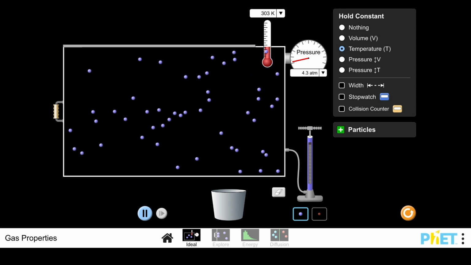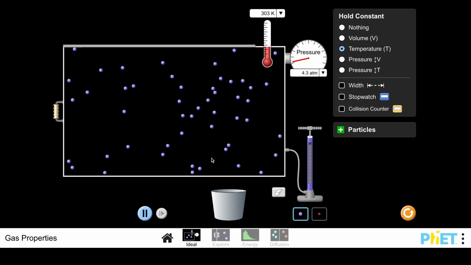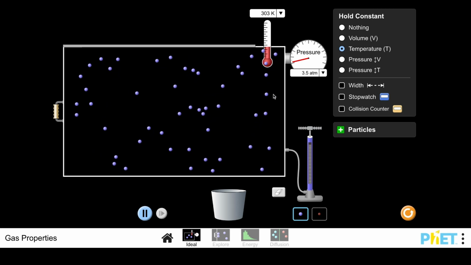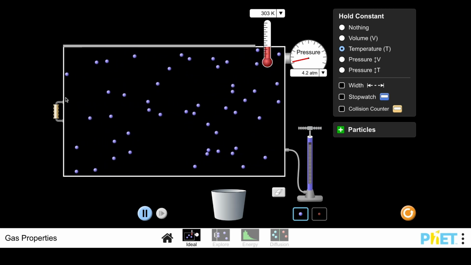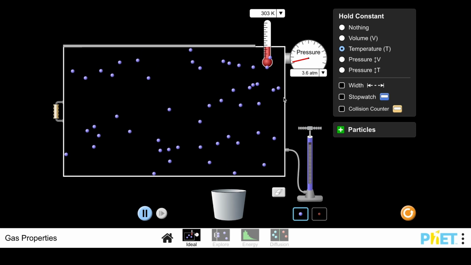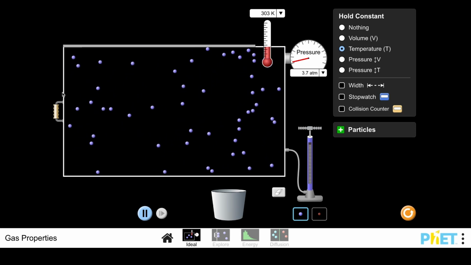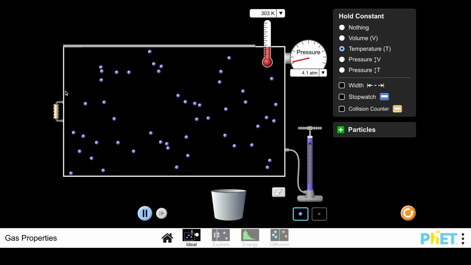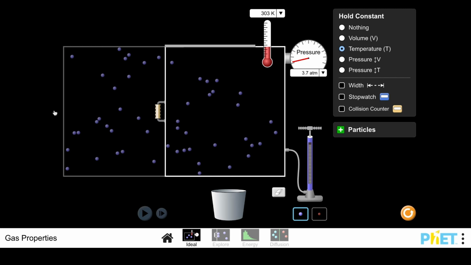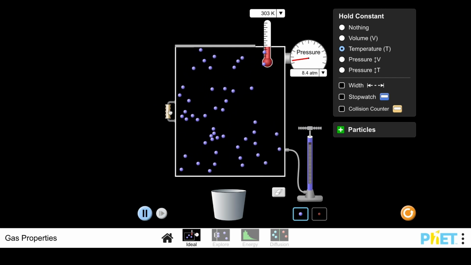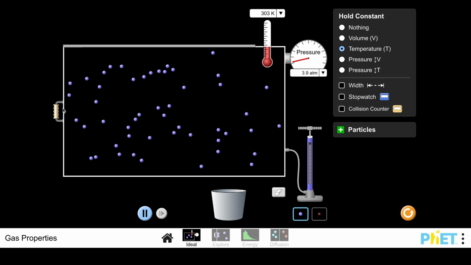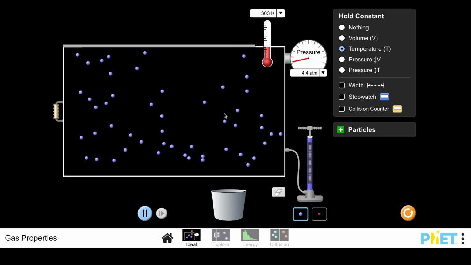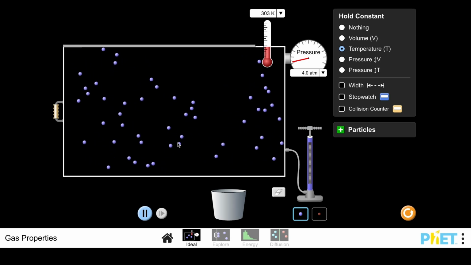Well, think about it like this. Think about if you're in a race, okay? And say hitting the container is the finish line. It would take longer to hit the container from here to here than from where we originally started, which was here to here. So because the container is bigger, it takes longer for these particles to travel and hit the container, resulting in less pressure.